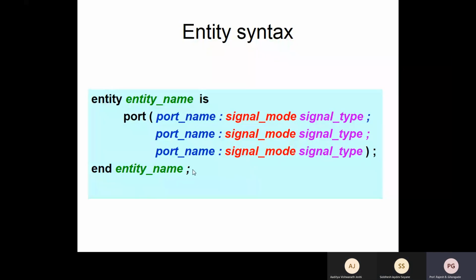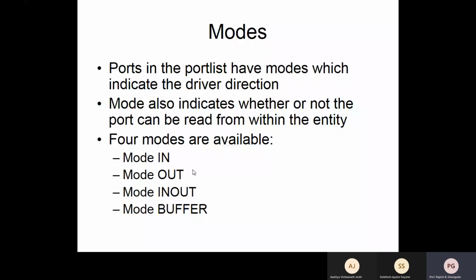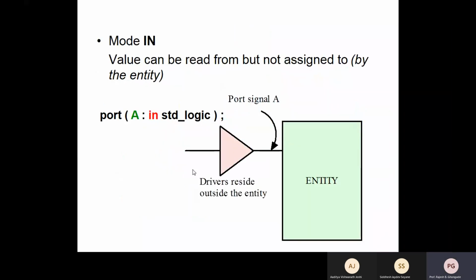Then let us talk a little bit more about the modes. There are four different modes for the data flow direction: mode in, mode out, mode inout, and mode buffer. The mode indicates whether or not the port can be read from within the entity. So actually it indicates the driver direction. A driver is nothing but some kind of buffer, and if I use only one buffer, I can have only one direction. For example, with mode in, the value can be read from but not assigned to.